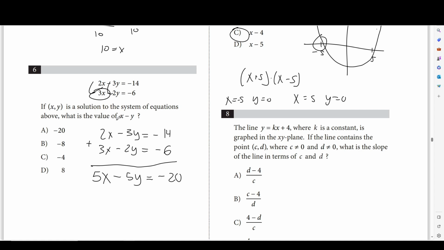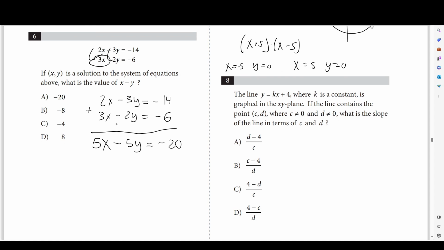Now that I have 5x minus 5y, I can divide both sides by 5. These two cancel out, this cancels out, and I'm left with x minus y is equal to -4. So rather than setting something in terms of one another, I found a way to make both of these values the same and then divide by that value just to get them alone. And the answer, of course, is choice C.